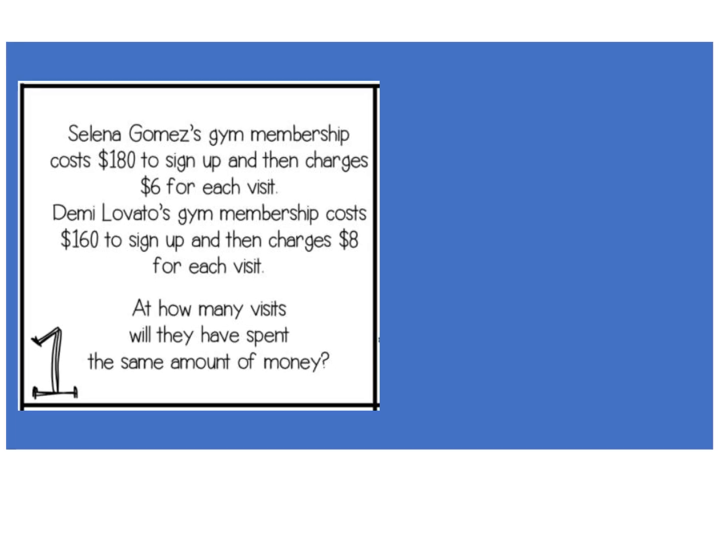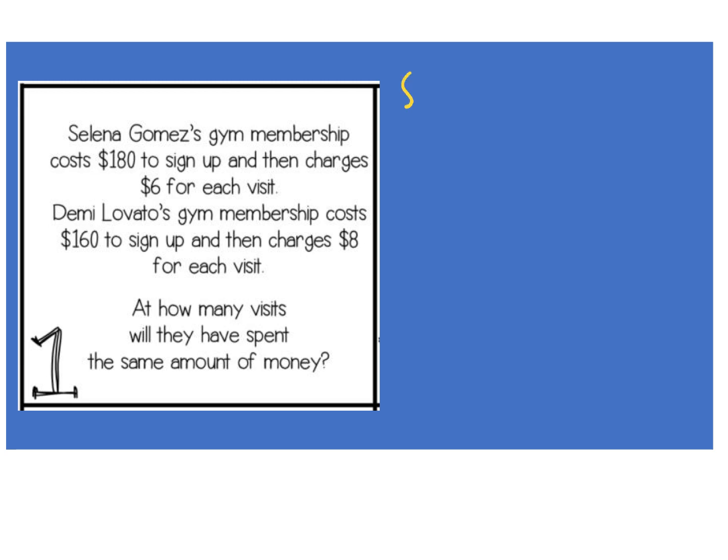What it says here is that Selena Gomez's gym membership costs $180 to sign up, and then she gets charged $6 each time she visits the gym. Demi Lovato has something very similar. It's a gym membership, and it costs $160, but then she is charged $8 for every visit. Now, the question is, at how many visits will they have spent the same amount of money? Well, we know we're going to have to write expressions that represent each one of those.